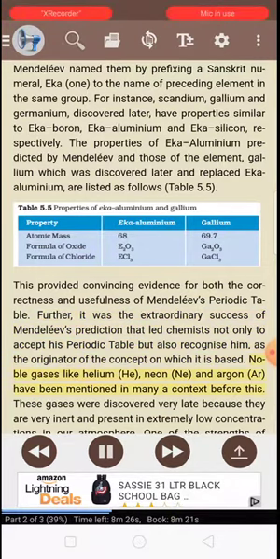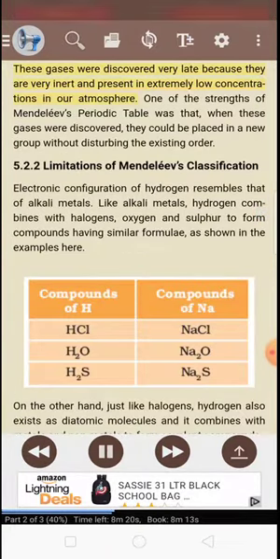Noble gases like helium, He, neon, Ne, and argon have been mentioned in many a context before this. These gases were discovered very late because they are very inert and present in extremely low concentrations in our atmosphere. One of the strengths of Mendeleev's periodic table was that when these gases were discovered, they could be placed in a new group without disturbing the existing order.